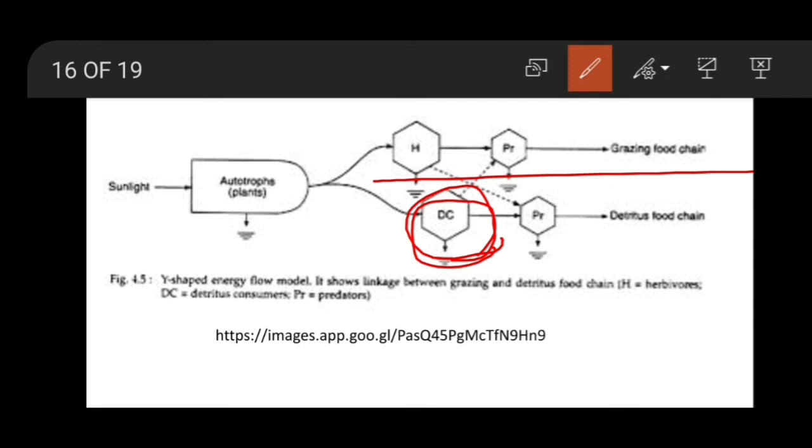After that, you can see the energy flow in the ecosystem. We already studied that energy flow in an ecosystem is energy flow in the grazing food chain and the detritus food chain. Sunlight is the important source. Autotrophs are known as producers. Herbivores depend on the autotrophs, or the plants, for their food, and after that carnivores depend on the herbivores. Herbivores again depend on the producers for their food.